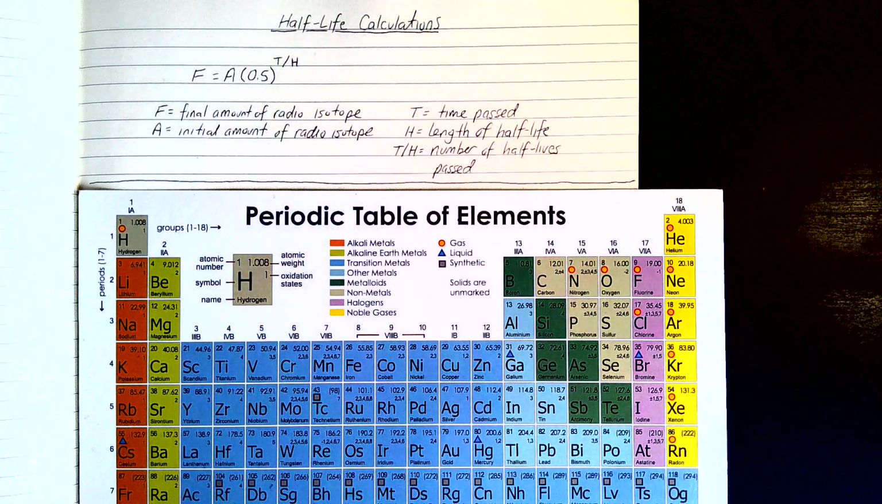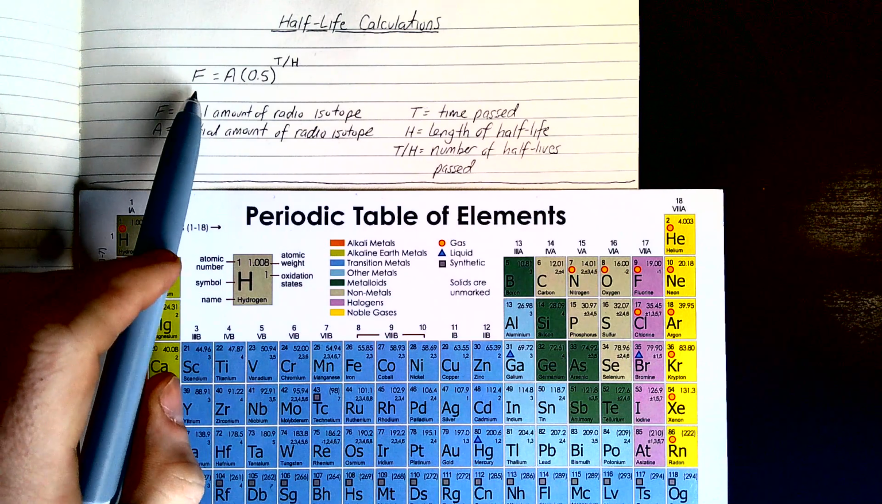Hello everybody. Today's lesson is on half-life calculations. Half-life refers to the amount of time it requires for a radioisotope to decay 50% of its mass into a different isotope. That other one can also be radioactive or stable.